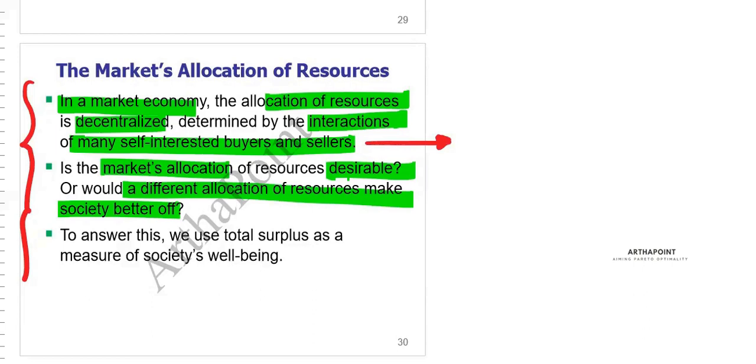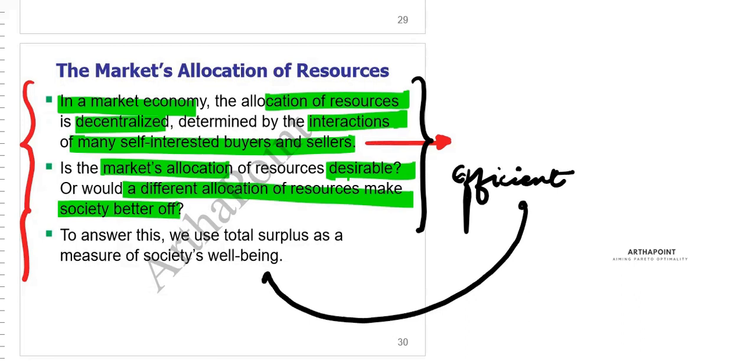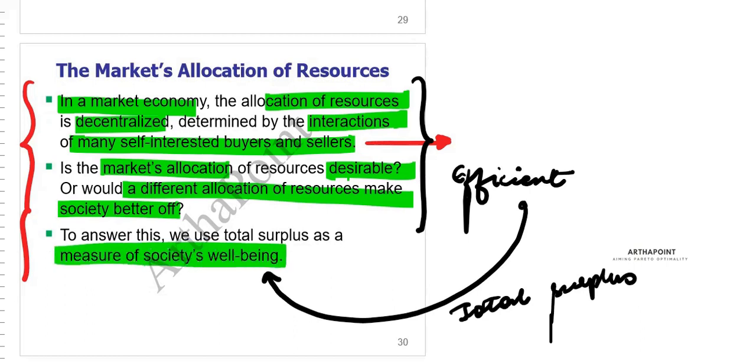For answering what happens in the market, and whether whatever happens is efficient or not, what we can do is talk about total surplus. Total surplus is a good measure to check what happens in the market. Total surplus basically helps us understand whether the society's well-being is considered or not. So total surplus is a measure of the well-being of the society.